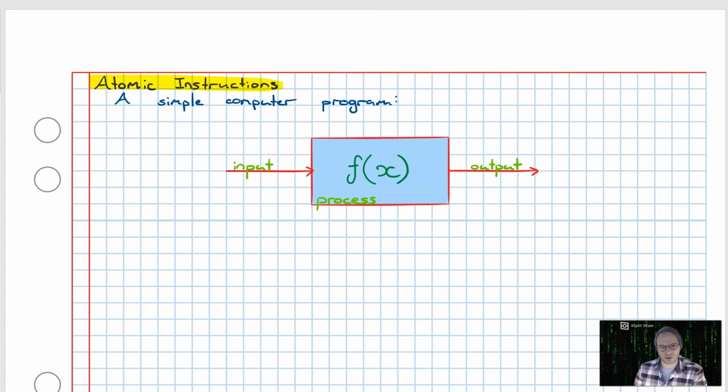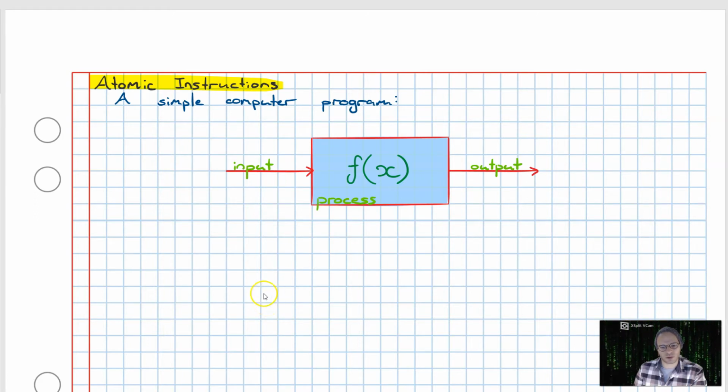Welcome to this video on the topic of logical thinking. In this video, we'll be having a look at two things. The first thing being, what is an atomic instruction? And then secondly, we're going to use our knowledge of atomic instructions to be able to do some abstract programming. But before we can do any of that, we need to first revise what is a computer program.